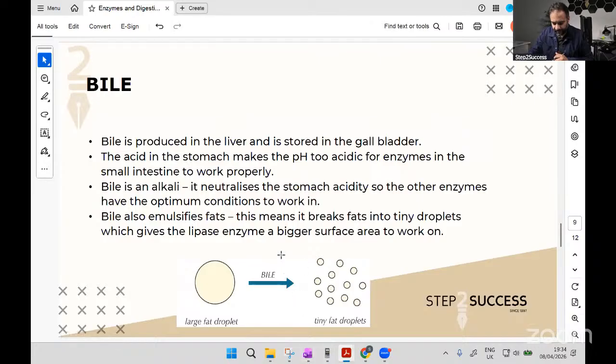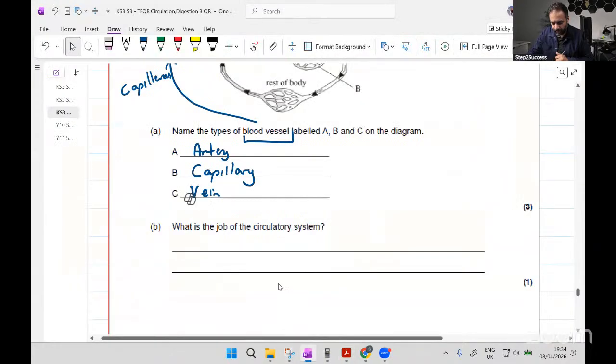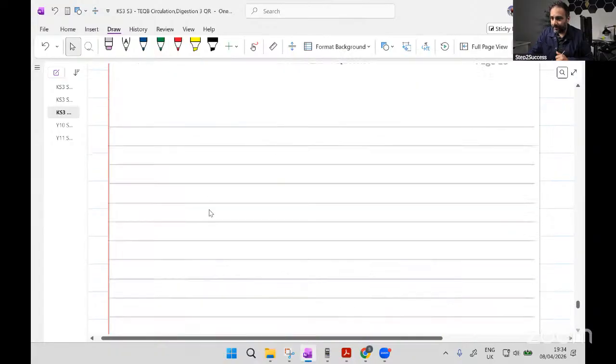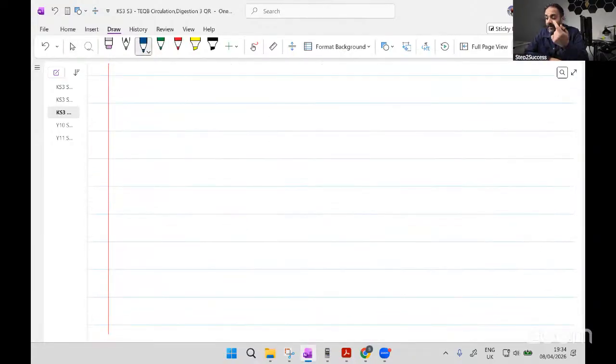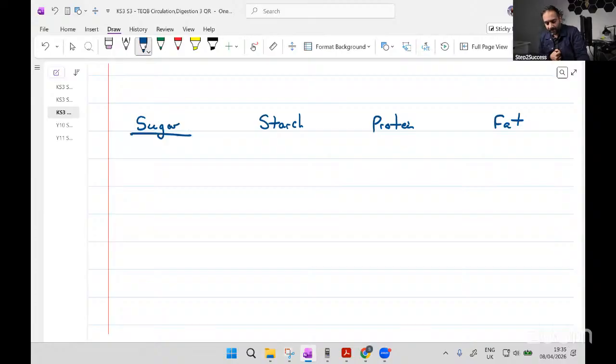And then there was a question on bile. The only other thing that I should just do, while anybody asks me any other questions, is the food tests. The sooner you guys can learn these, your life will be so much easier. There is a food test involving sugar, a food test involving starch, a food test involving protein, and a food test involving fat. By involving, I mean if I wanted to find out whether a biscuit, for example, contains some sugar, I can do a little test to find out.